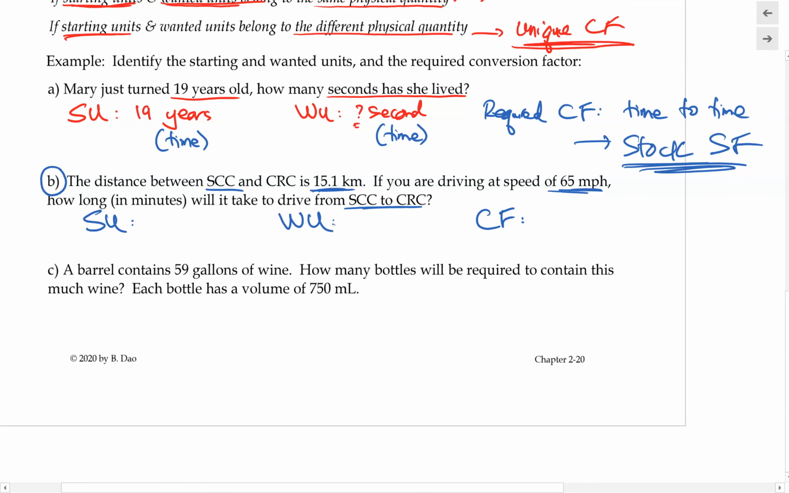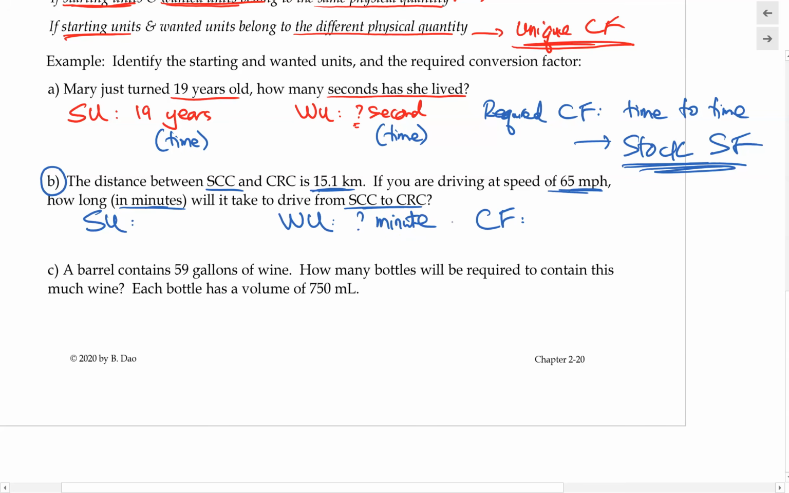First, it's quite easy for us to identify the wanted unit. How long, I'm sorry, in minutes. How much time does it take? That's what we're solving for. How much time in minutes? So in this case, minutes is the wanted unit.